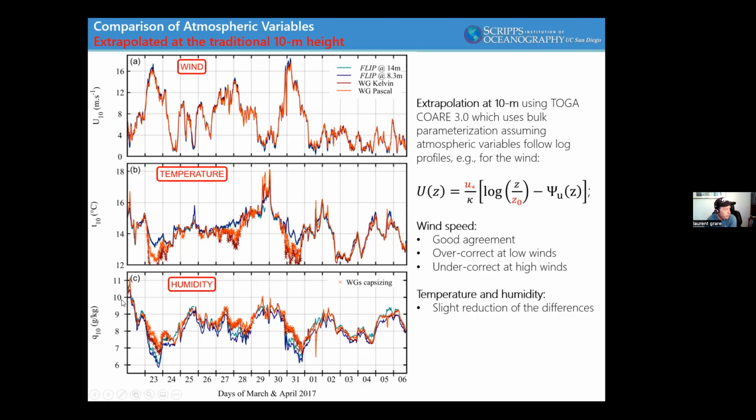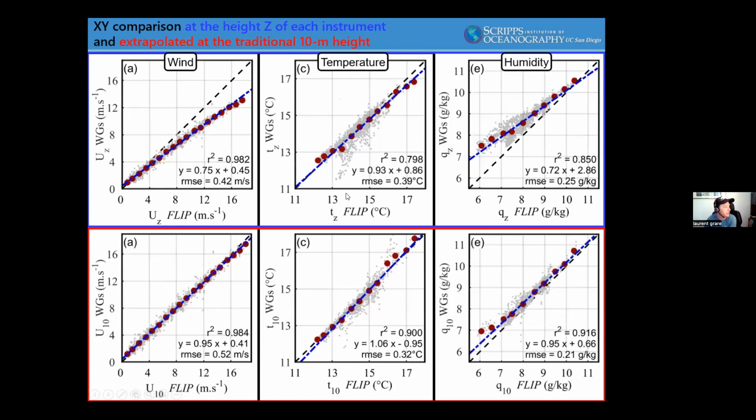And for the temperature and humidity, it's kind of hard to see. So a better way to look at how well this parameterization does is to look at the XY representation. The x-axis is data from FLIP, and the y-axis is data from the Wave Glider that I combined. Wind, temperature, and humidity: the top panels are data at the height of the instrument, and the bottom panels are data at 10 meters. We can see that for the wind, it does a really, really good job. And for the temperature, we see that it reduced the spreading quite a bit and also reduced the difference on average.